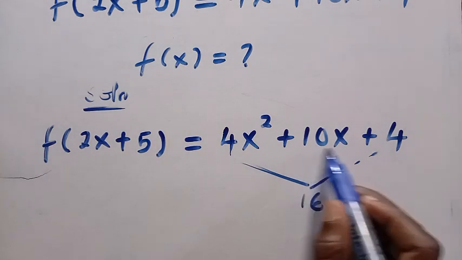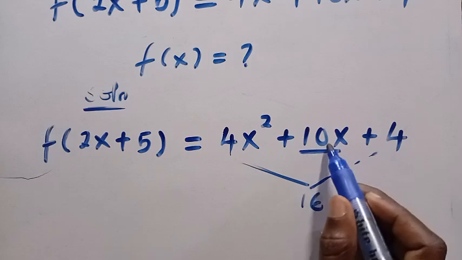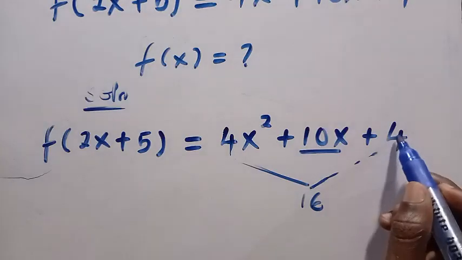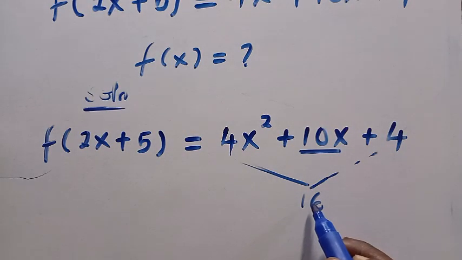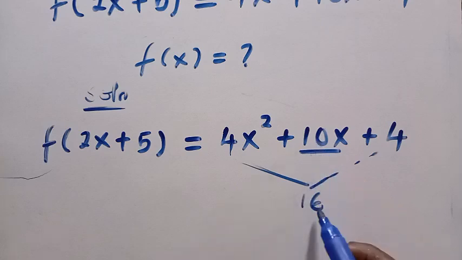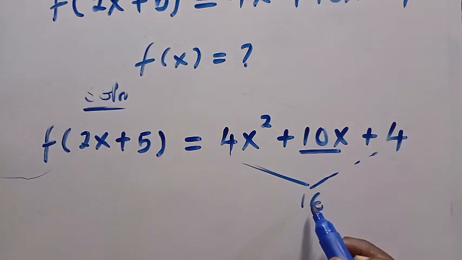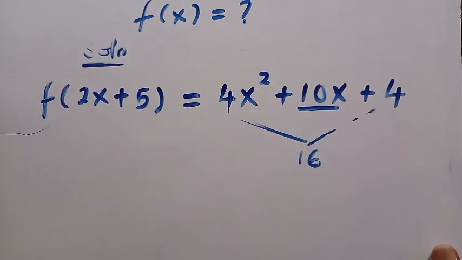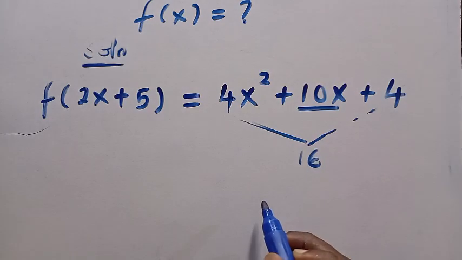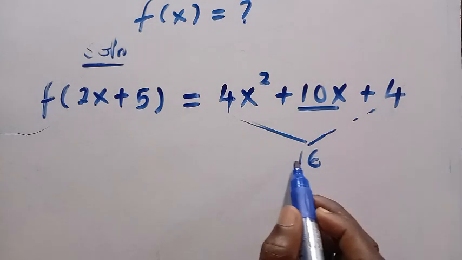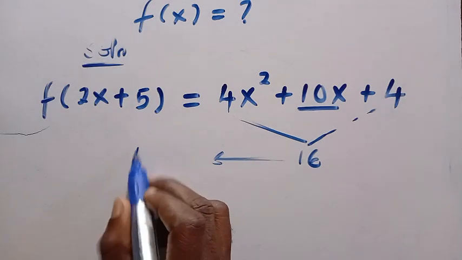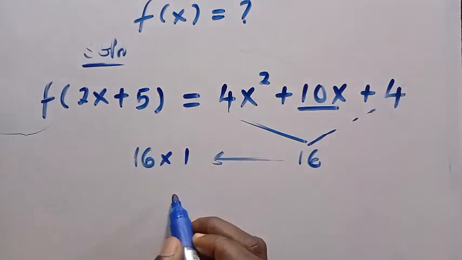And we have the middle term here. It is termed as the sum, while this is the product. The new product now has become 16. We look for two numbers whose sum will be 10 and whose product will be 16. To get that, first we look for the factors of this 16. Let's say I have 16 multiplied by 1.